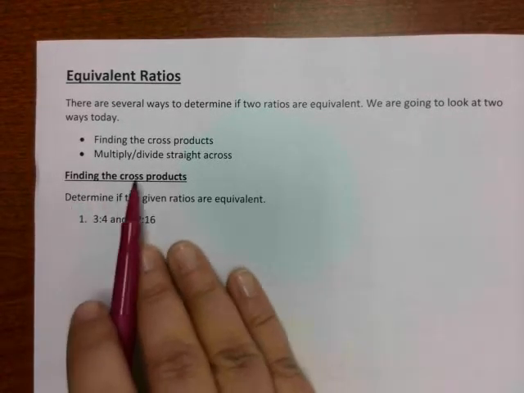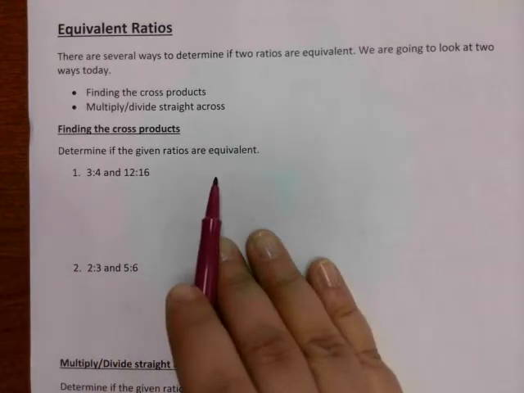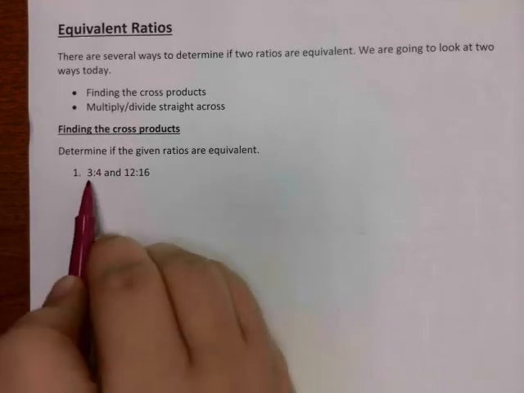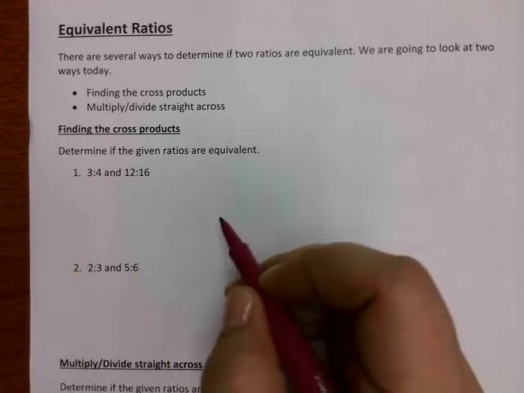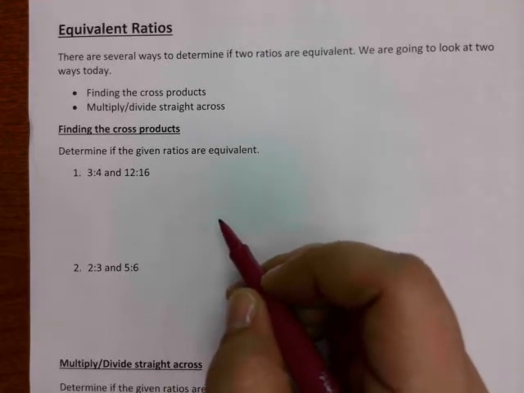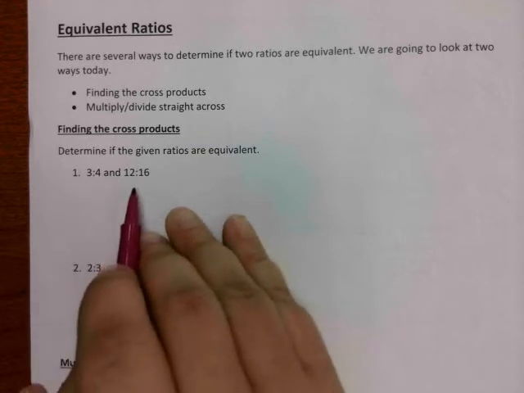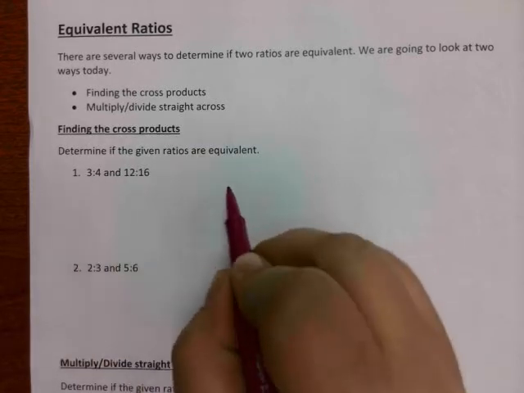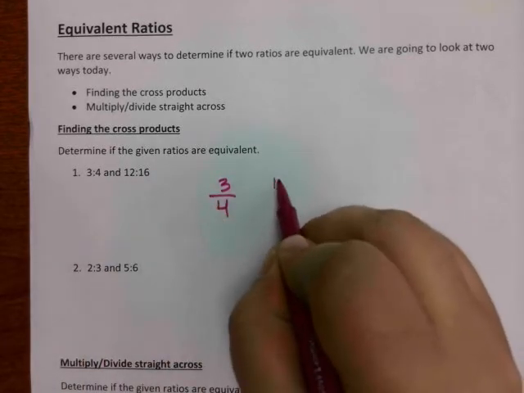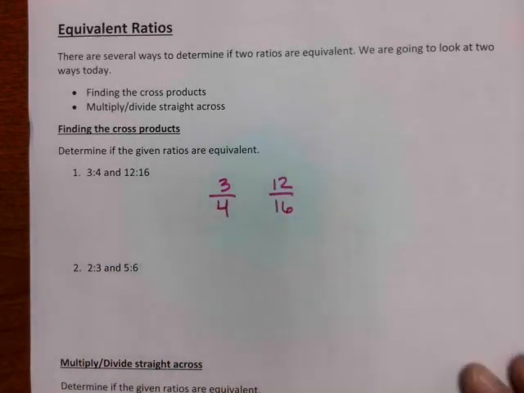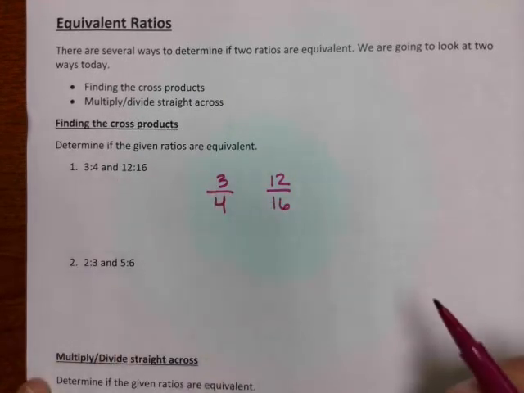All right, the first thing we're going to look at is finding cross products. It says determine if the given ratios are equivalent. My first ratio is 3 to 4, and the second one is 12 to 16. To determine if they're equivalent, I'm going to write them as fractions, because side to side this is harder to see. So 3 to 4 is 3 over 4, and 12 to 16 is 12 over 16.